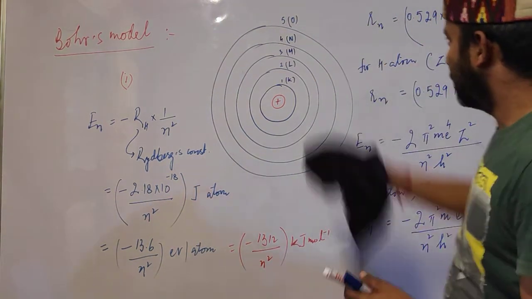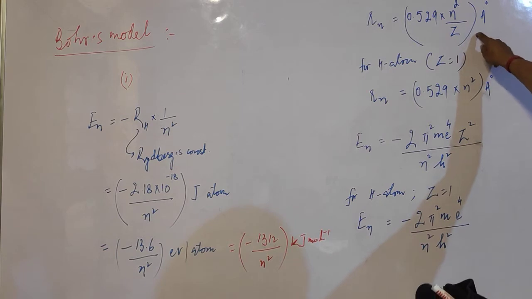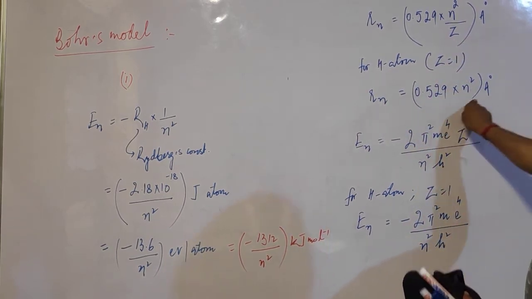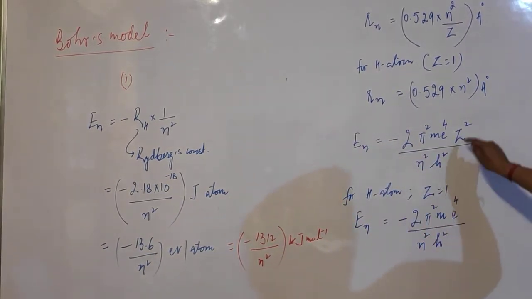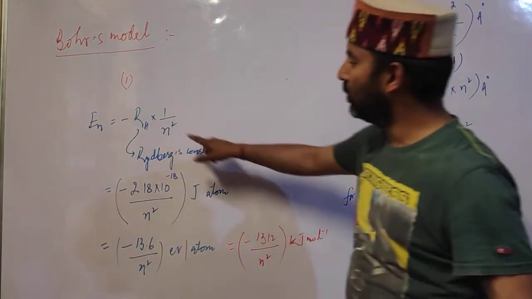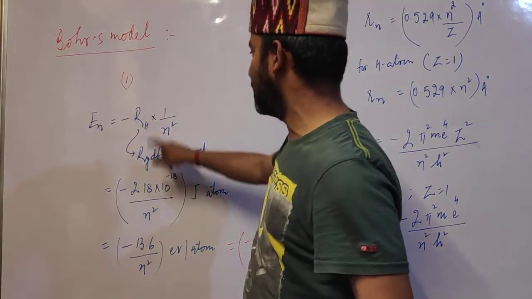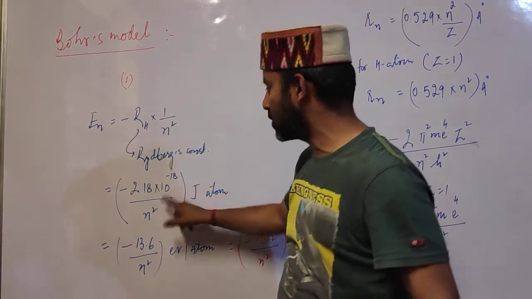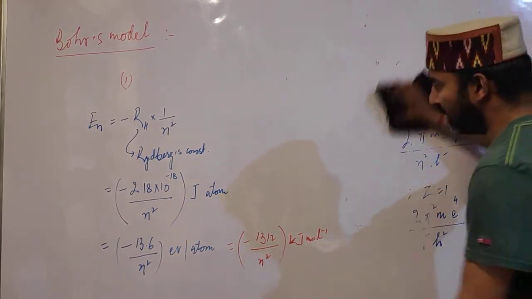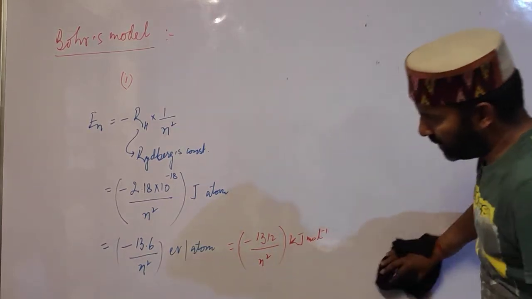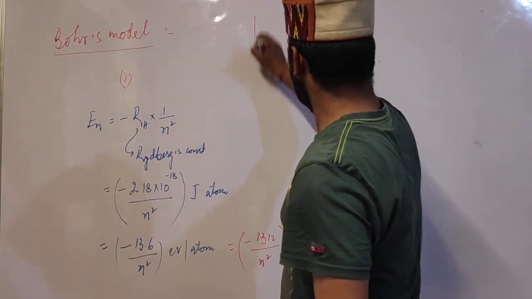So the radius of an orbit is given by this expression. The main expression is this one. For hydrogen atom, Z is 1, so this is what we get for hydrogen. Similarly, energy is given by this expression, and for hydrogen atom we put Z as 1 and get this result. On simplification, we say the energy of the electron in the nth orbit is given by this general expression. This is Rydberg's constant. Substituting the value of all the constants, the value of RH is found to be 2.18 × 10⁻¹⁸ joules per atom. Then in electron volts it is 13.6 electron volts per atom, and in kilojoules per mole it is 1312 upon n². Now students, this was for hydrogen.